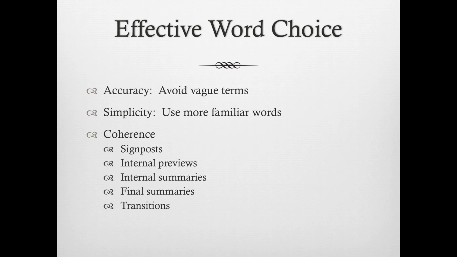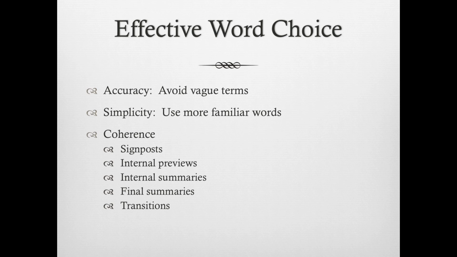What this means for you is employing a few different strategies throughout your speech. The first one is signposts. Think about a sign you would see driving down the road. They give you a little bit of directional information. So signposts might be words like first, next, third, whatever. That'll show you how things are ordered. Internal previews would be a sentence that you would have at the beginning of each point that gives an overview of the information that's included in that point.